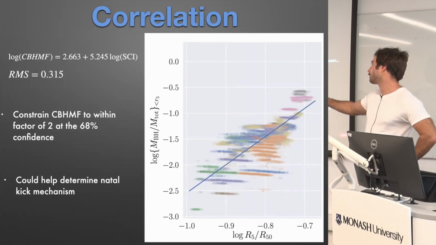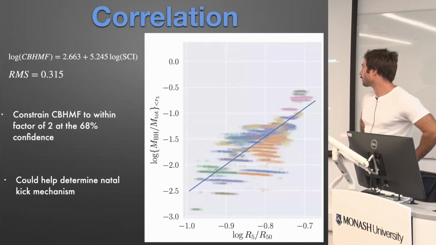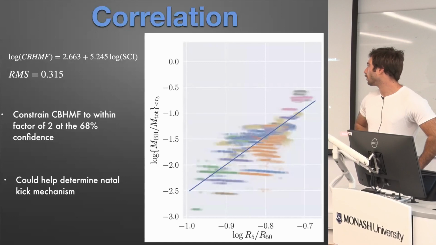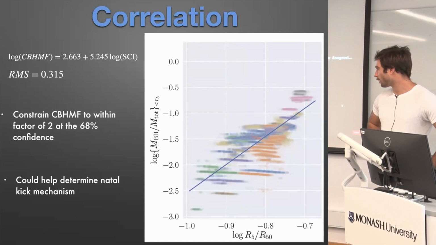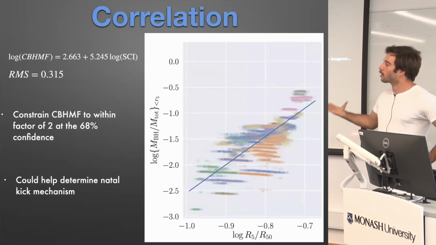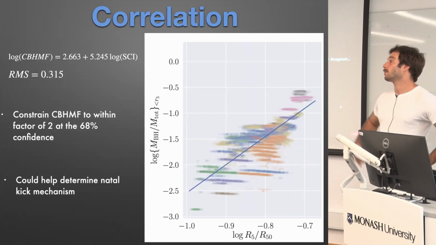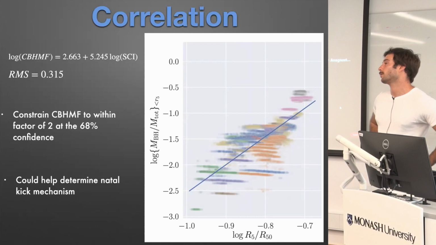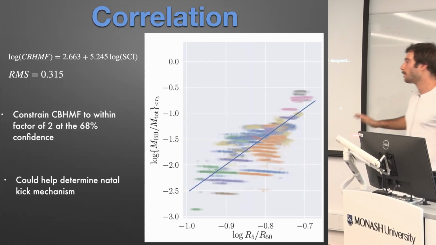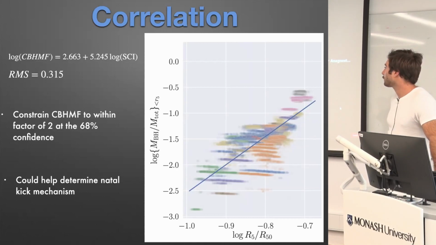So if we see this correlation, then we know that it's not due to neutron stars. But like I said, it's just a correlation. We're not saying that the structural concentration index is related to the black hole binary core mass fraction, but it's a decent enough correlation that we might be able to use it.